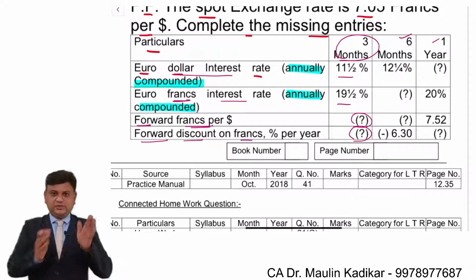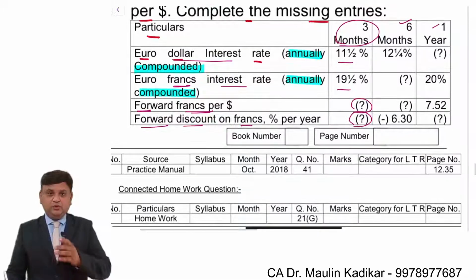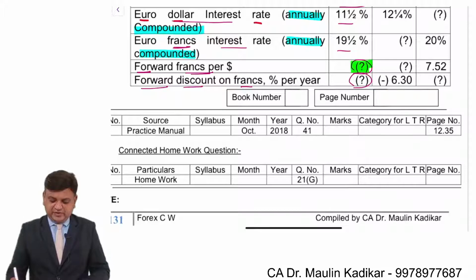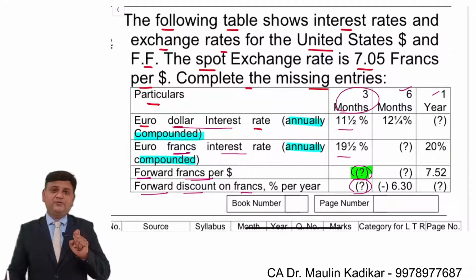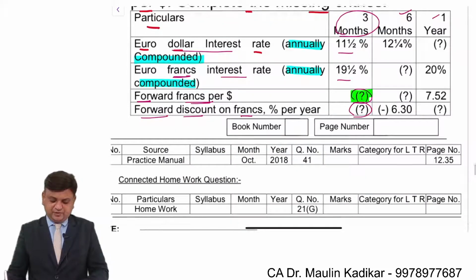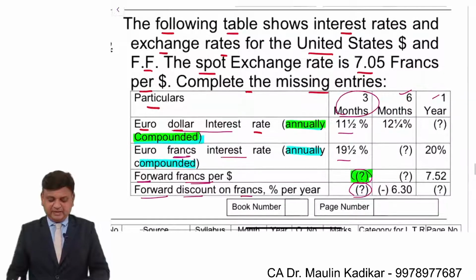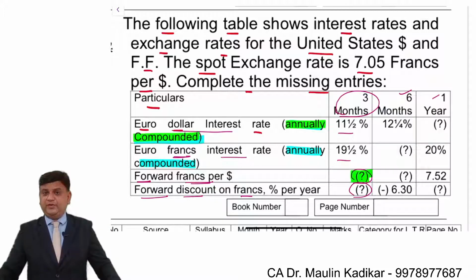So first of all, focusing on the particulars and the 3 months column. I want you to write in the chat box what is the forward exchange rate for French franc per dollar for a time period of 3 months. Be careful that the question is providing the information that the rate of interest is on annually compounded basis. Please write your answer in the chat box for 3 months forward exchange rate for French franc per dollar.